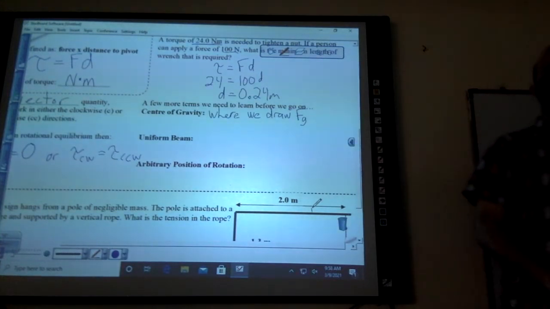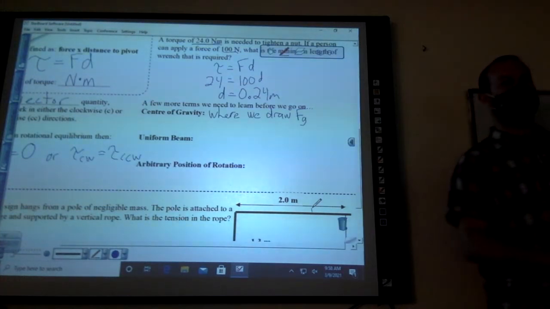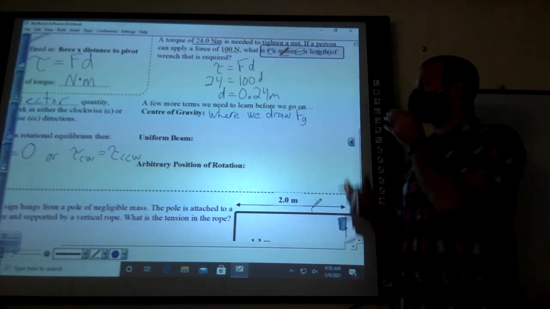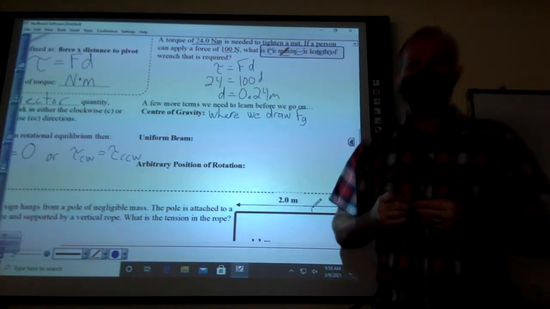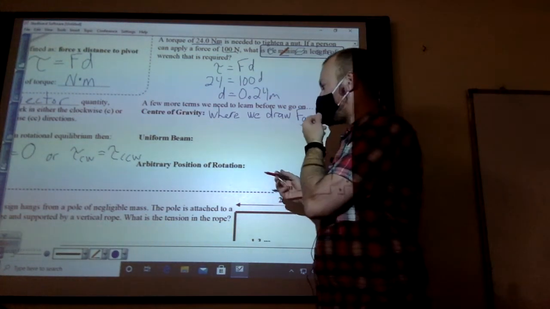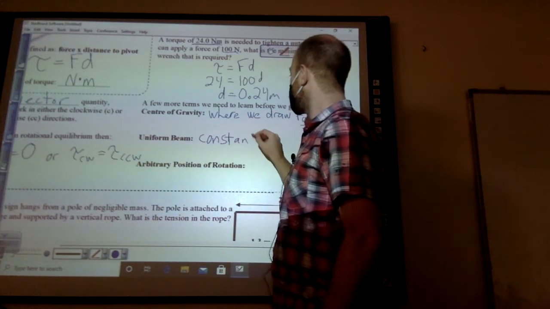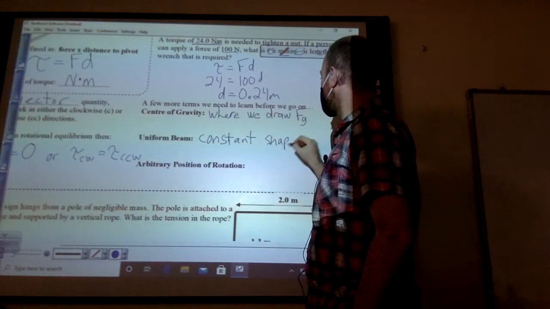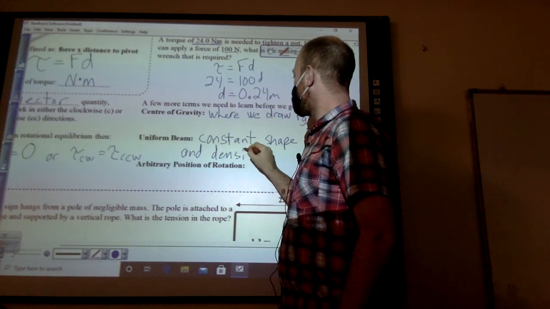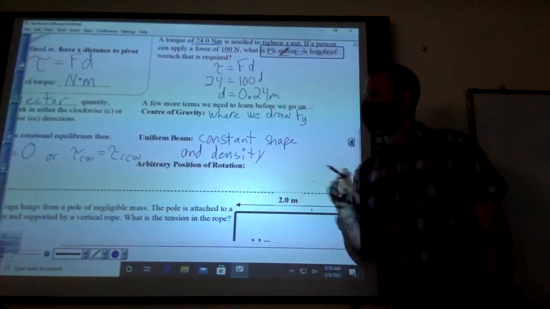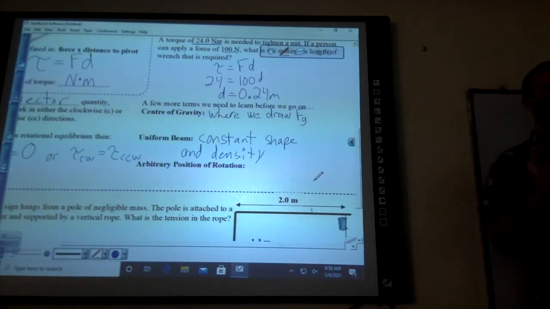Uniform beam just means your beam, the bar, whatever we're dealing with, is uniform in its density, meaning that every chunk, if it's the same length of the beam, has the exact same mass. So this just means constant shape and density. This helps us in figuring out where the center of gravity of an object is. If it's a uniform beam, the center of gravity is in the middle. Pretty easy.